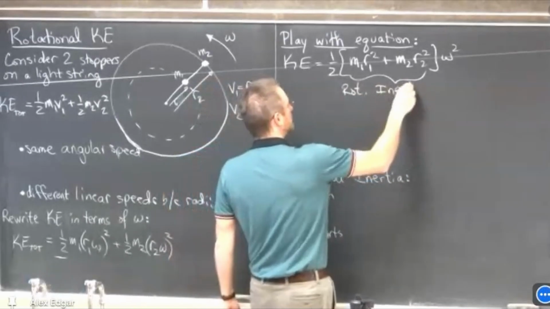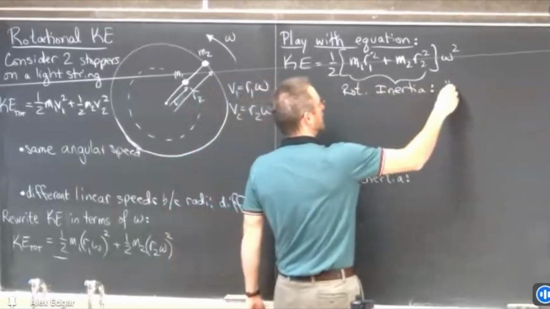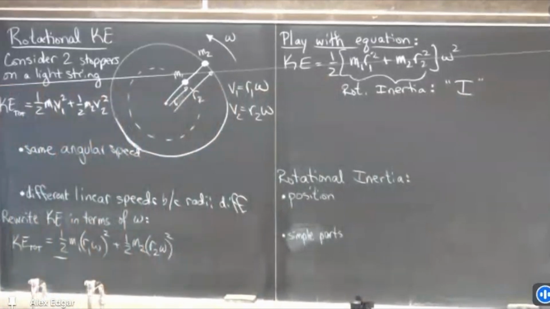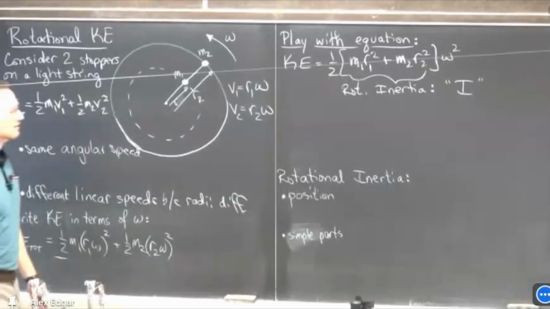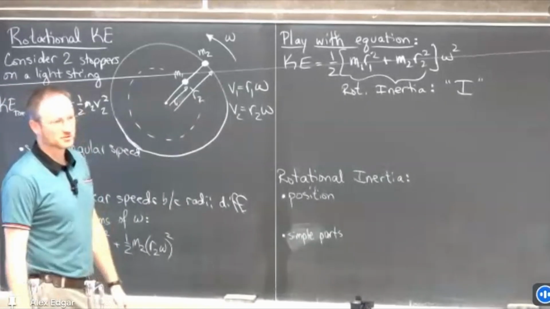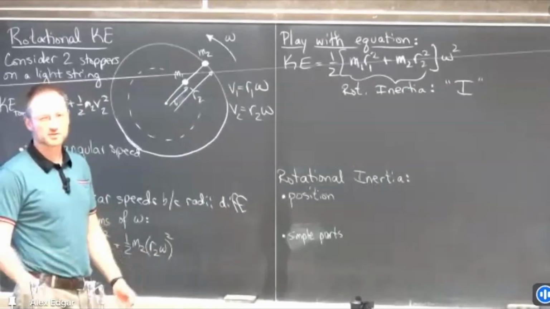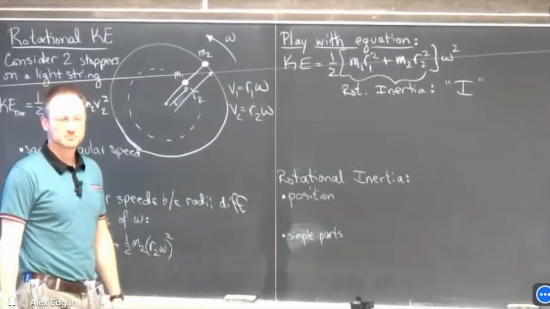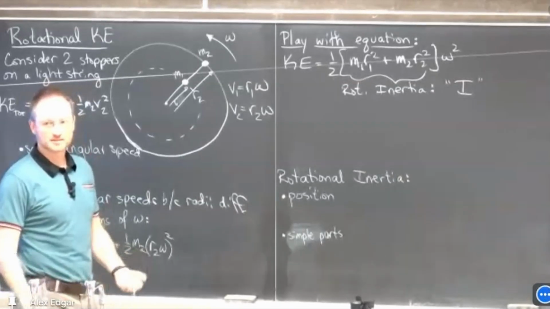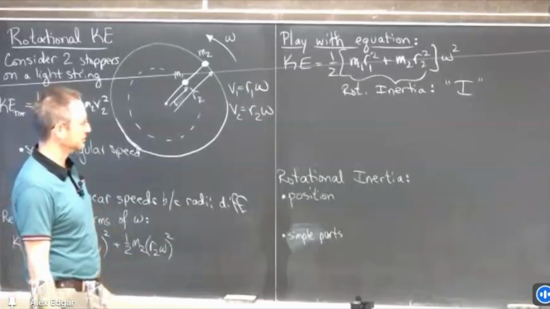Rotational. And we'll call it capital I for inertia. Very poetic. Wait, what? Yeah, we also use I for impulse. Sometimes impulse is J. But J also has other meanings. So everything's going to get double and triple used eventually.